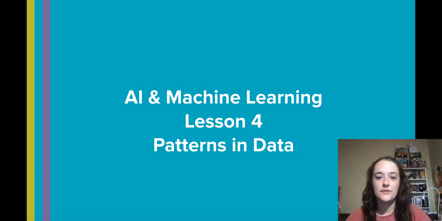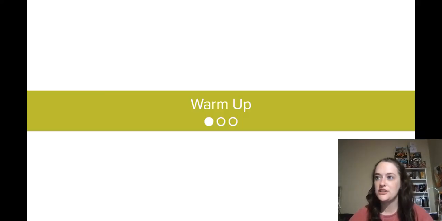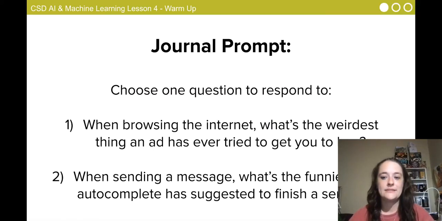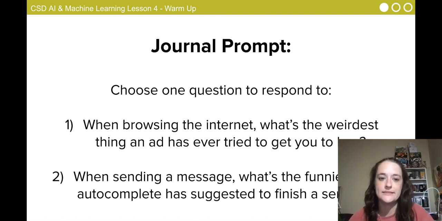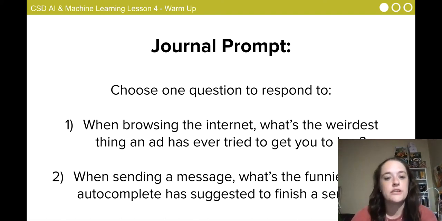In today's lesson, we are going to be talking about patterns in data. So the first thing that you're going to do is your warm-up journal prompt, and you will need to choose between one of these two questions. The first one is, when browsing the internet, what's the weirdest thing an ad has ever tried to get you to buy? Or number two, when sending a message, what's the funniest thing autocomplete has suggested to finish a sentence?